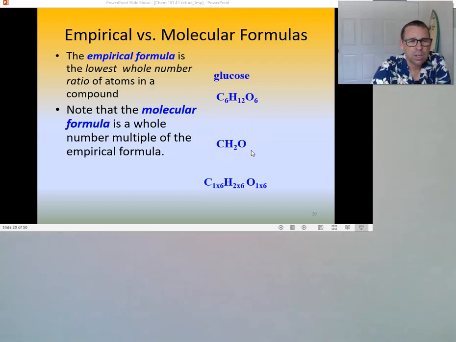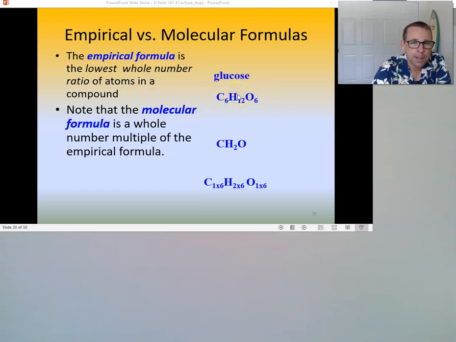Yeah. Okay. So the C6H12O6 is called the molecular formula because that is what the actual chemical has in it. It has 6 carbons, 12 hydrogens, and 6 oxygens. But you can express its empirical formula as just 1 carbon for every 2 hydrogens for every 1 oxygen. Now, nobody would express the compound that way. You would always express it in terms of its molecular formula.